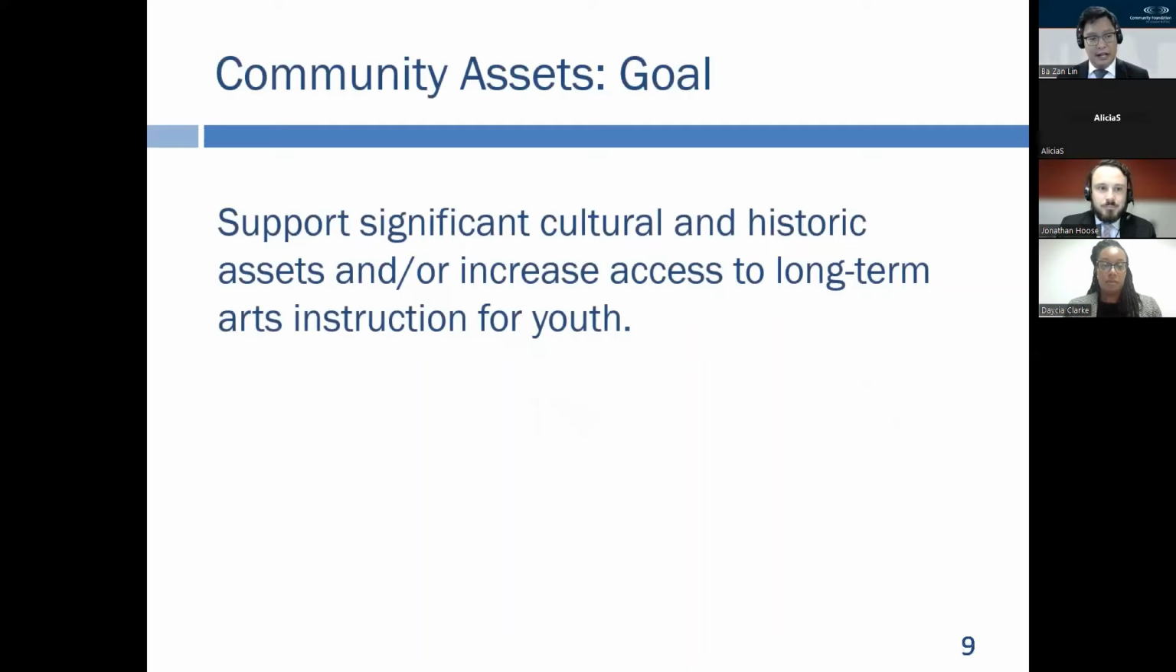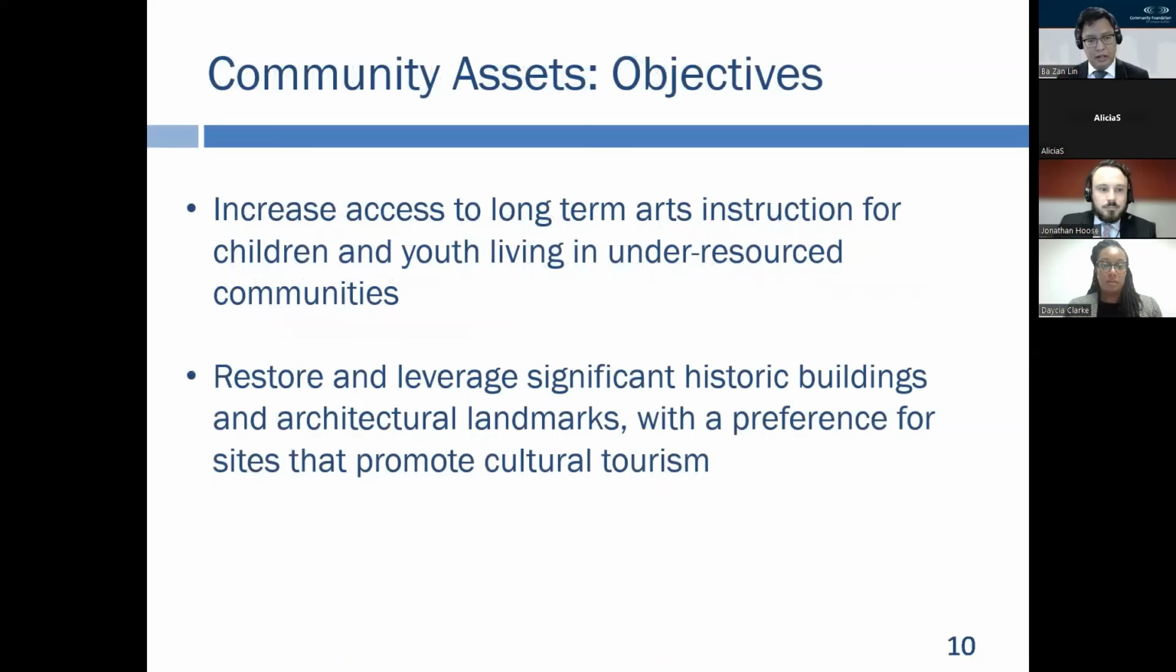Community assets support significant cultural and historic assets and/or increase access to long-term arts instruction for youth. Specifically, the objectives of the community assets are to increase access to long-term art instruction for children and youth living in under-resourced communities, and also to restore and leverage significant historic buildings and architectural landmarks with a preference for sites that promote cultural tourism.